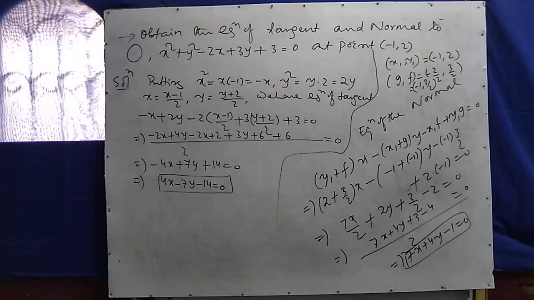And these are the equations of the tangent and normal when the equation of the circle is given in general form. Now we will discuss the length of the tangent from an external point. So from an external point, how do we find the length of the tangent?